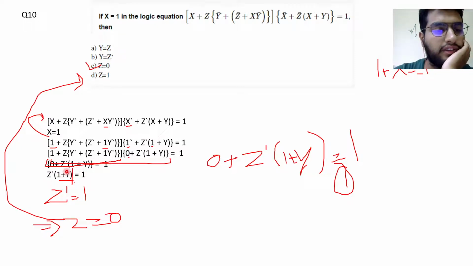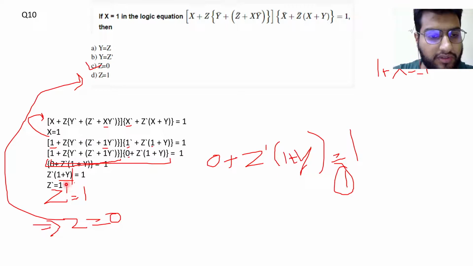Then we have the expression z complement (1 plus y) equal to 1, and 1 plus y will always be equal to 1. Then we have z complement equal to 1, which is simply z equal to 0. That is option C.